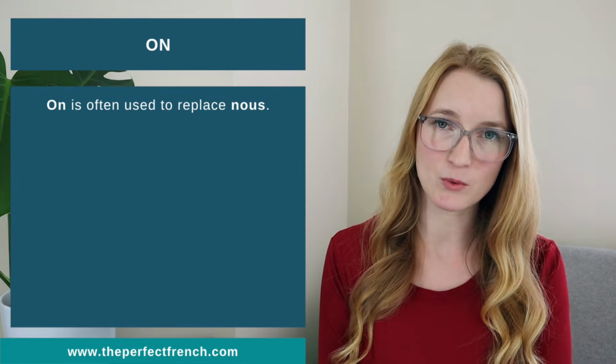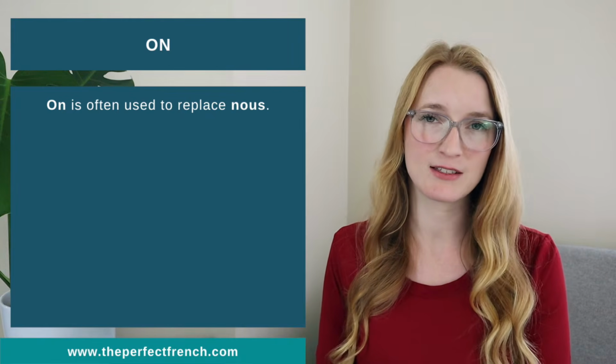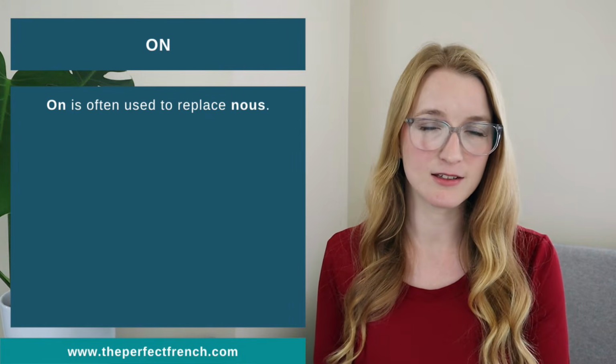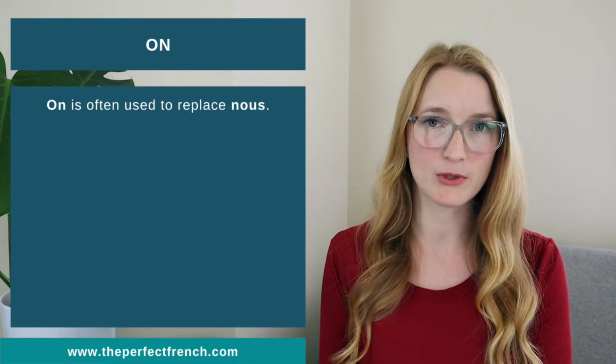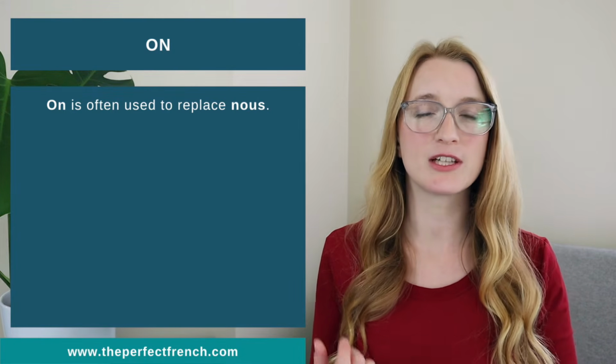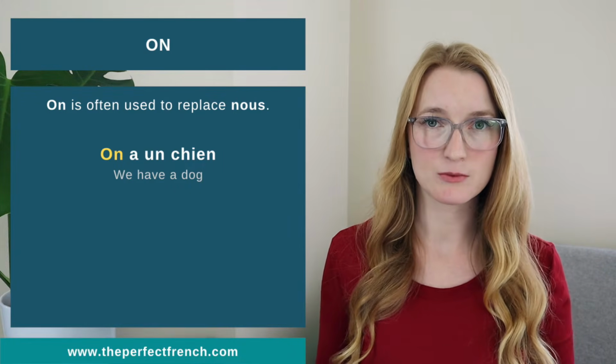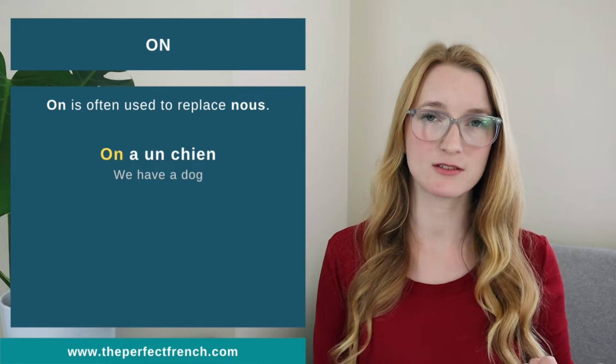But the difficulty with on is that the following verb is going to be conjugated like il and elle. So in the singular, not in the plural. So on refers to the plural, but is going to be conjugated like a singular. If we say we have a dog, we can say on a un chien.